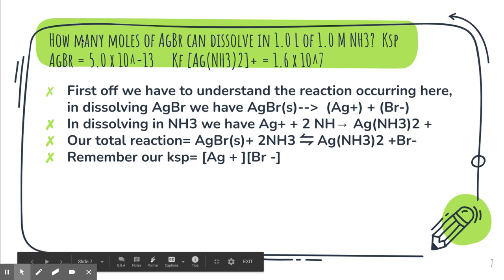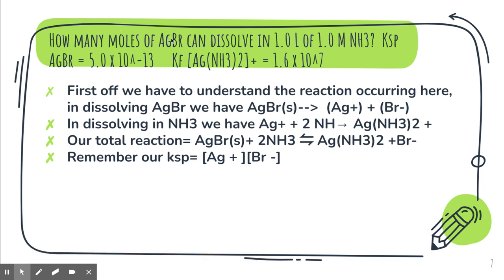Here's our question: how many moles of silver bromide can we dissolve in a liter of 1 molar NH3? The Ksp for silver bromide is given as 5 times 10 to the negative 13, and our Kf for the Ag(NH3)2 positive ion is given as 1.6 times 10 to the 7th.